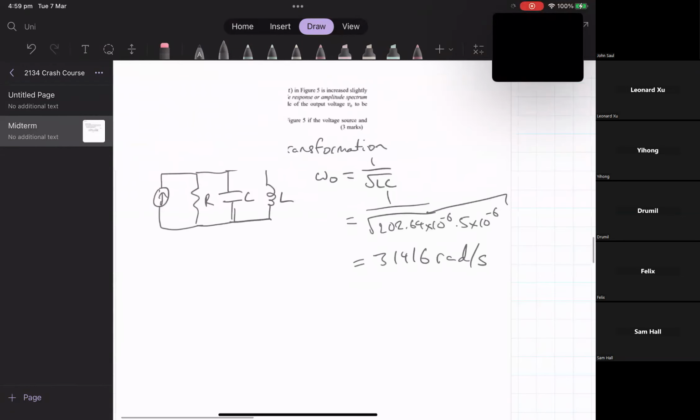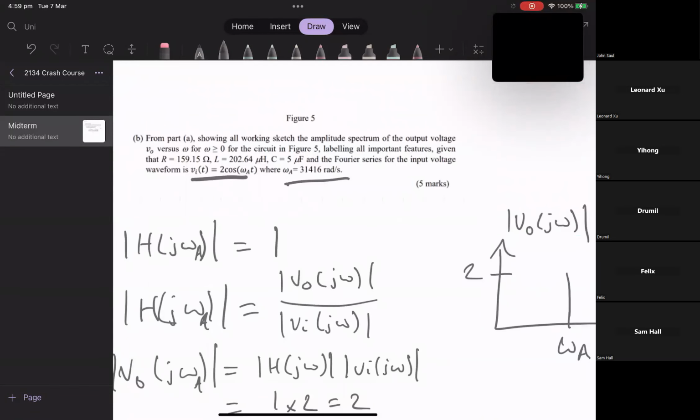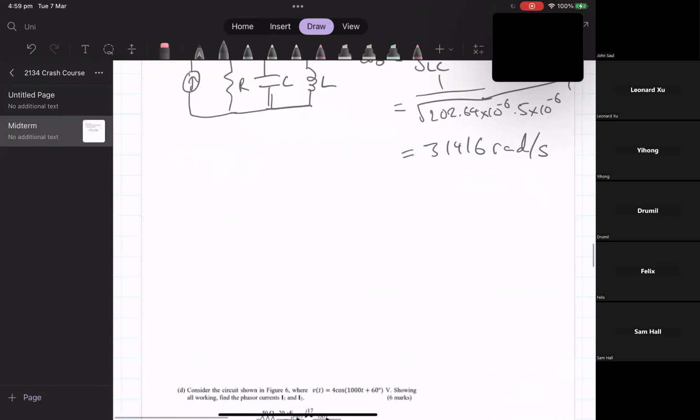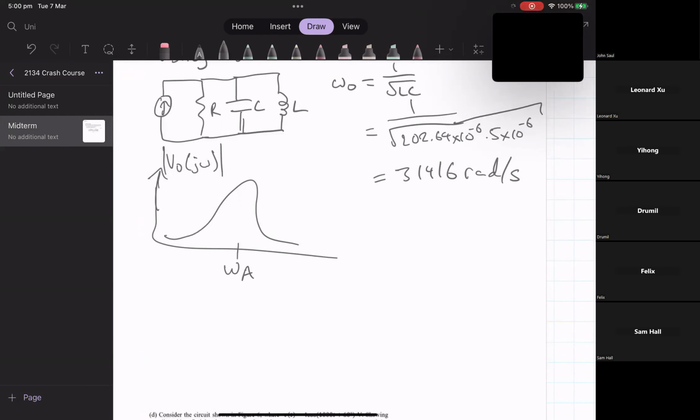Which you will notice is the same frequency as the given omega A up here. So that tells us that our circuit will look something like this. The peak is at omega A. That is because of the resonance of our circuit. And qualitatively, we could say that since omega A is the peak, any increase or decrease in frequency will result in a lower output magnitude.